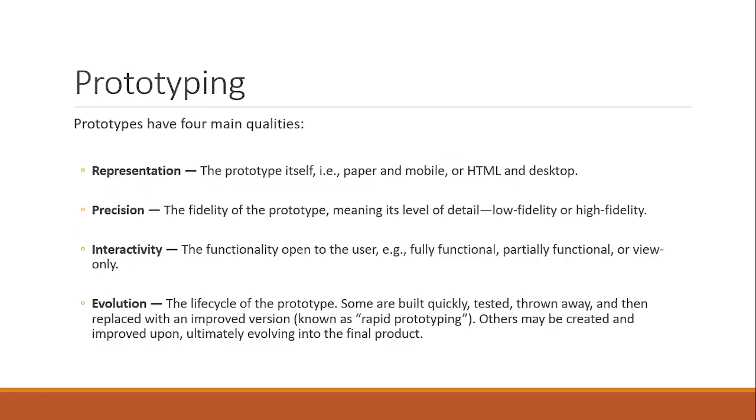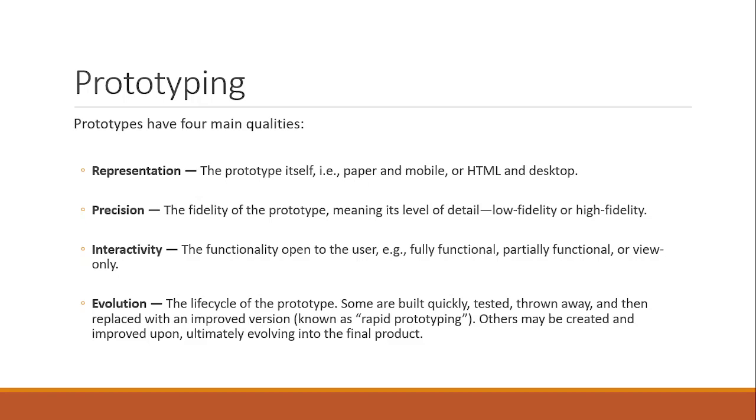Here we have four main qualities of prototypes. First is your representation. So the representation of a prototype is either on paper, on mobile, or HTML and desktop. Next is your precision. When we say precision, it is the amount of detail. This refers to the fidelity of the prototype, meaning the level of detail. So we can say that it's either low fidelity or high fidelity.